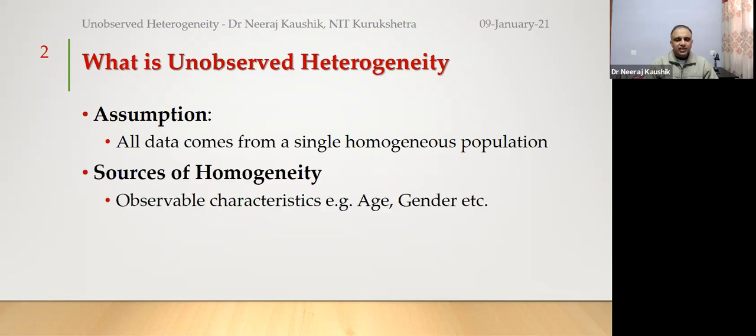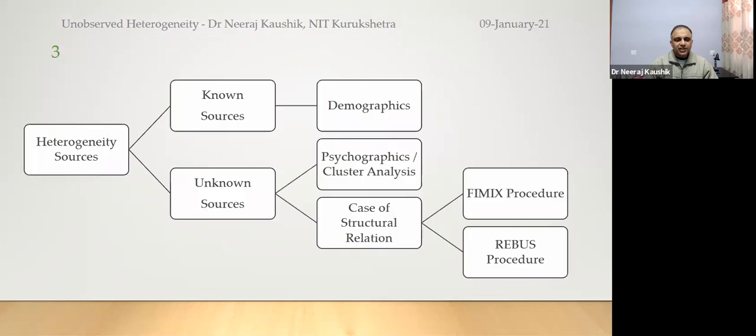Basically, let's talk about the diagram. Heterogeneity is there on the basis of known sources, where you already say that data is different on the basis of demographics, or there may be an unknown source that you don't know. So if you consider all the girls of your class, all the girls of MBA first year, you will find that roughly their age is the same, their gender is the same, their marks are almost the same, their socioeconomic status is largely the same, but still you will find people are different.